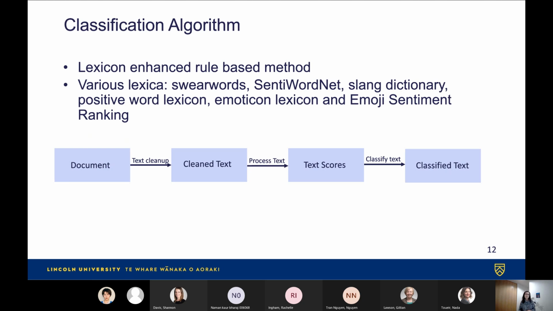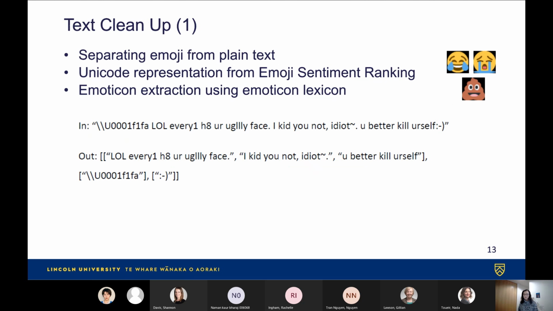So we use various lexicons: swear word, SentiWordNet, slang dictionary, positive word lexicon, emotion, and emoji sentiment. Okay, so what is the process? We will extract the document from the social media post. We need to do a lot of cleaning up. And then once the text is clean, we will process it, work out the score, and then classify the text as to whether it's cyber aggression or not. Okay, so I'll let Stuart continue with the slight detail of the processing.